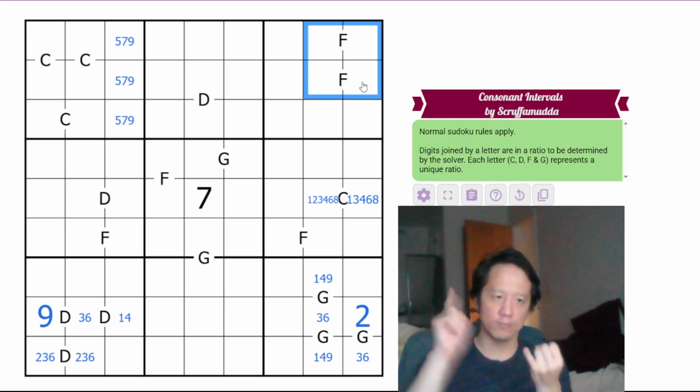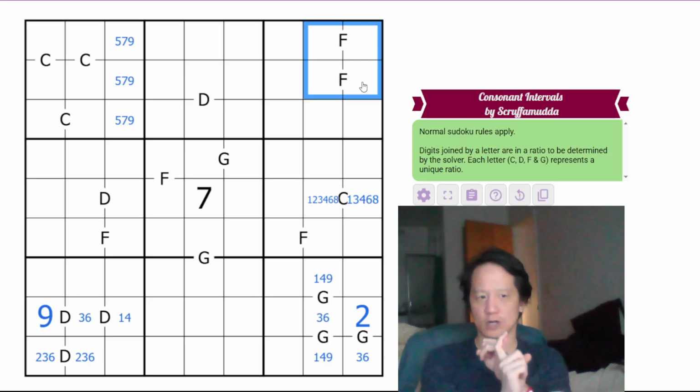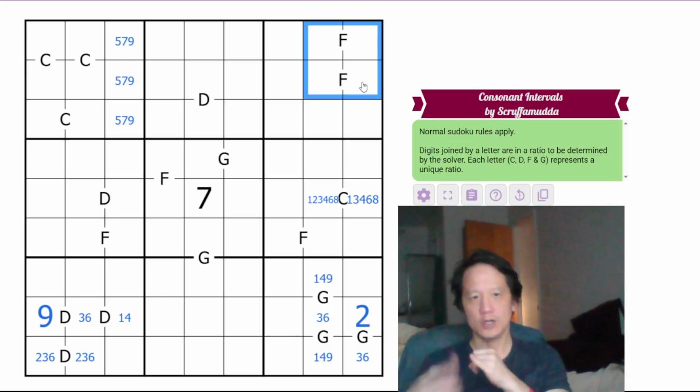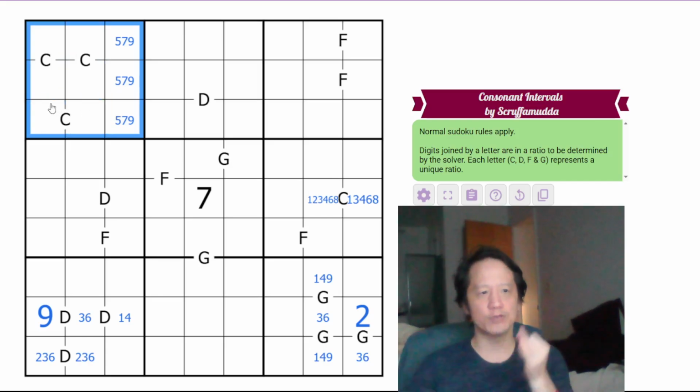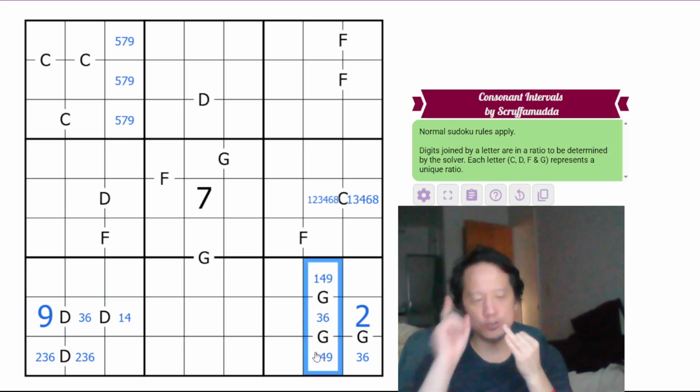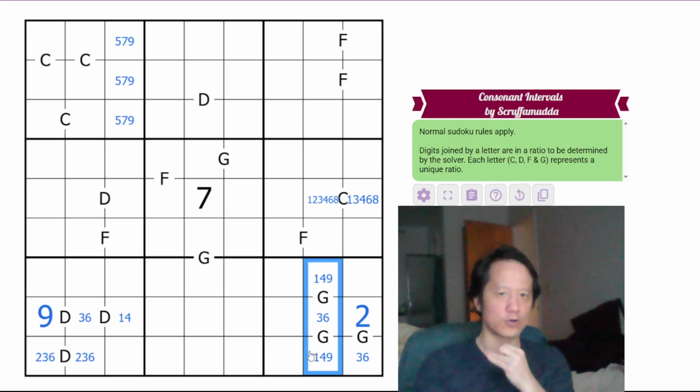So we've tried 1 and it doesn't work, obviously, because of normal Sudoku rules. We have a 1 2, which is in the C. We have a 1 3, which is either D or G. We do not have a 1 4 yet, so 1 4 could be F.